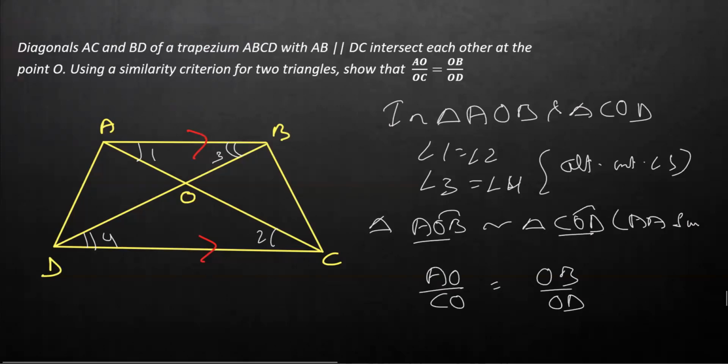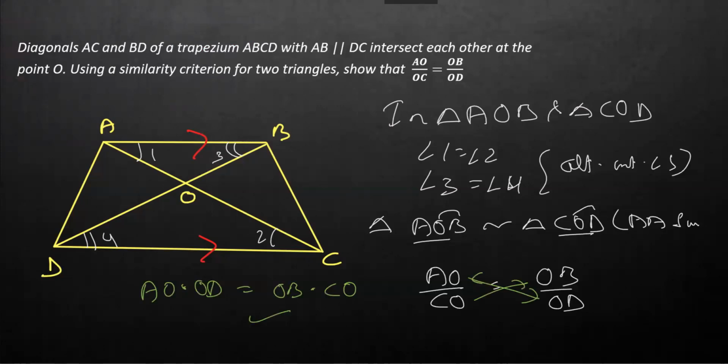This is how this question can be done. Further, this can also be asked in some other ways. They may ask you like this also, AO into OD is equal to OB into CO. But in the same way, if you do cross multiplications, we'll get this also.